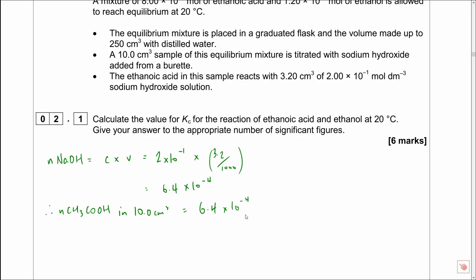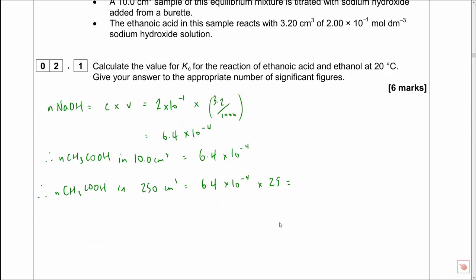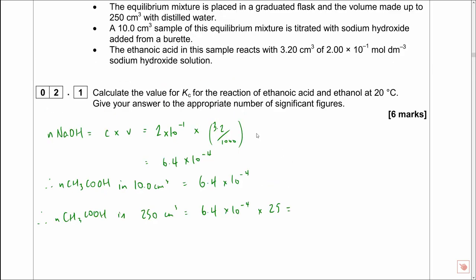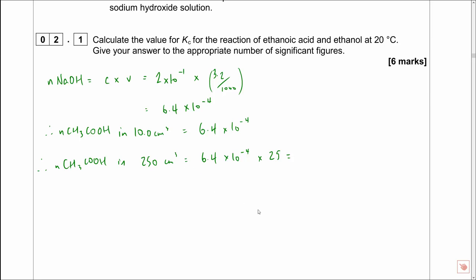But I need to know what it is in the entire 250, so therefore I'm going to times that by 25, so it's 6.4 times 10 to the minus 4 multiplied by 25, and that's going to give me the entire moles of acid at equilibrium in the entire 250 centimetre cubed flask that we've got. Graduated flask, yeah. That's going to give me 1.6 times 10 to the minus 2. So that's my at equilibrium, my time one, as I quite like to call it.